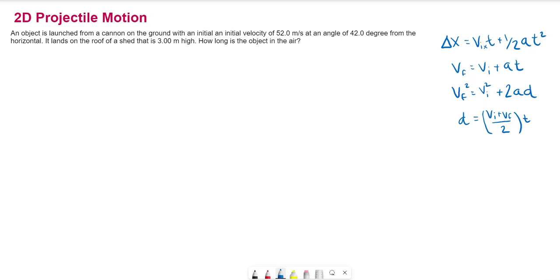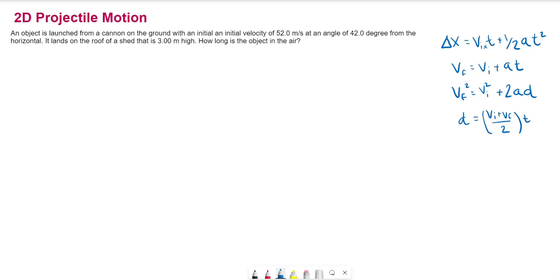We have an object being launched from a cannon on the ground with an initial velocity of 52.0 meters per second at an angle of 42 degrees from the horizontal. It lands on the roof of a shed that is 3 meters high. And we want to know how long the object is in the air.